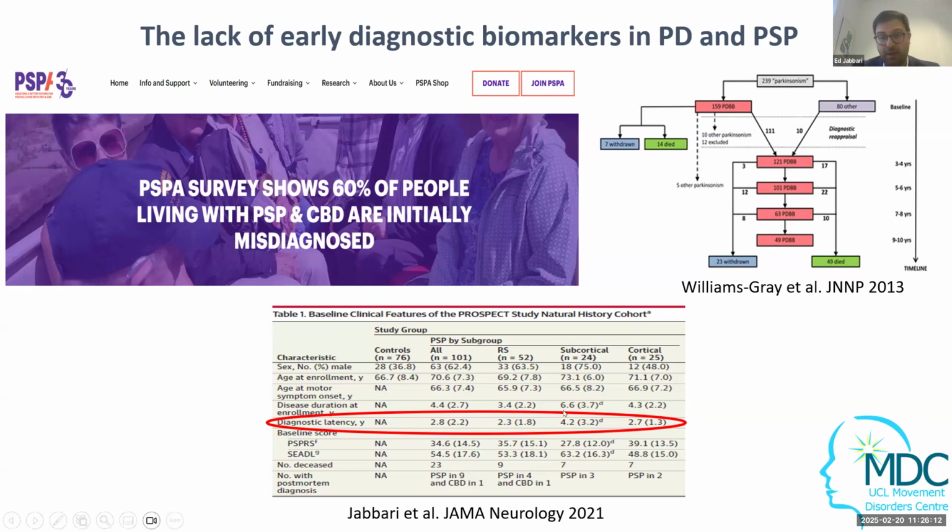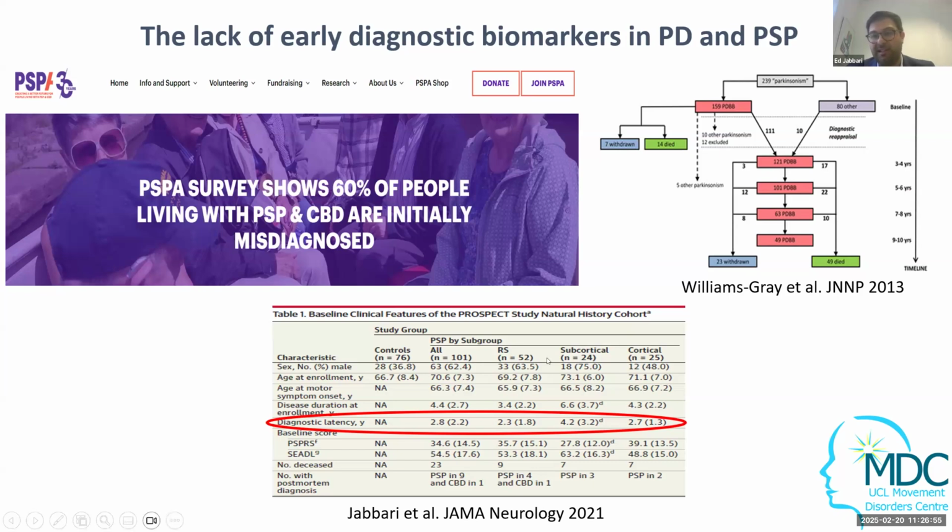And our own work in the UK PROSPECT study, which again has been funded by the PSP Association, has shown that the diagnostic latency, so what we mean by this is the time taken from the beginning of symptoms to receiving a correct diagnosis of PSP, that diagnostic latency can be anywhere from 2.5 years to 4 years. So clearly, we should be doing better for our patients. That leads to a lot of diagnostic uncertainty. And it really highlights the need for a better objective test that can allow us to diagnose the condition much earlier in the disease course.